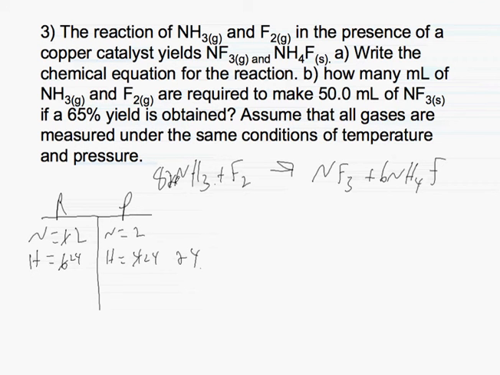Okay, look at my nitrogens. I have 8 nitrogens over here, and over here I only have 6. So I'll put a 2 here. That gives me 2 nitrogens, so this gives me a total of 8 nitrogens. 8 nitrogens on both sides of the equation.